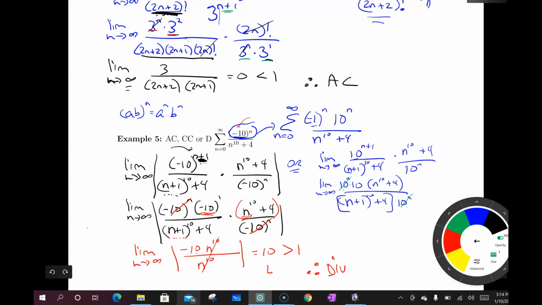Okay, so 10 to the n's would cancel, correct? Because I'm just kind of breaking things up before I cancel. So 10 to the n plus 1 gave me 10 to the n times 10. Now, what do I have left? So I've got 10 times n to the 10th. And down here, by highest powers, I would have n to the 10th. So you can see I get 10, and so that still means diverge. So the work in the blue you could have done, or this black and red works as well.